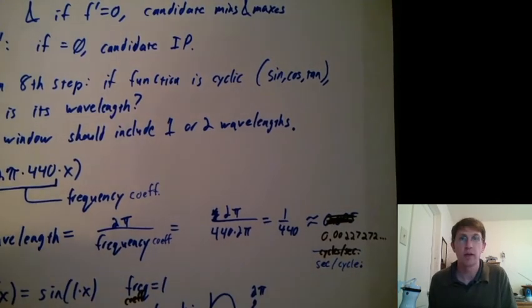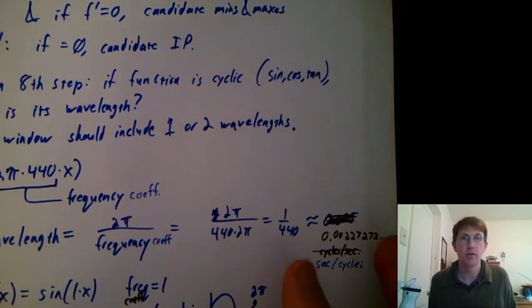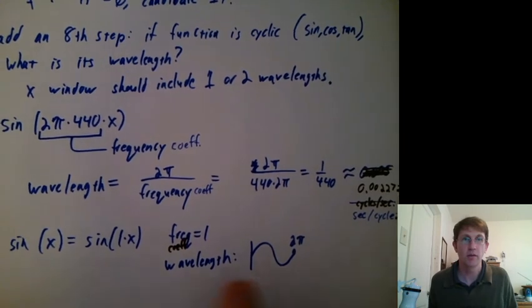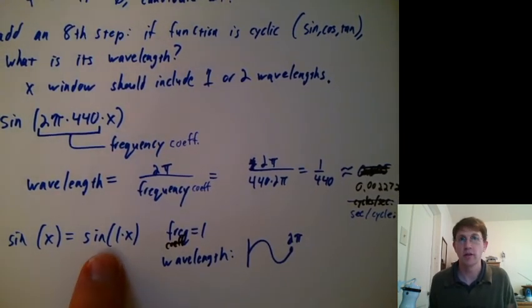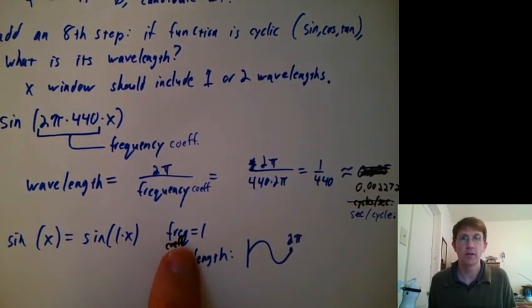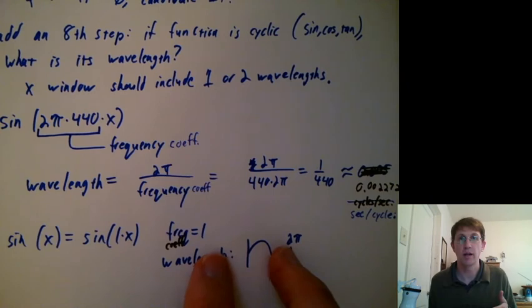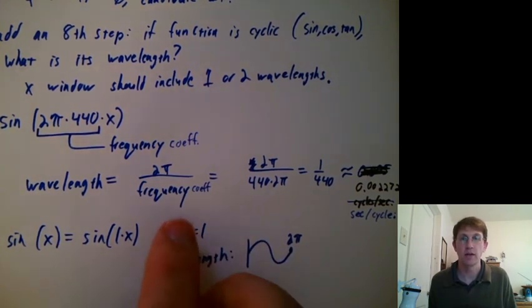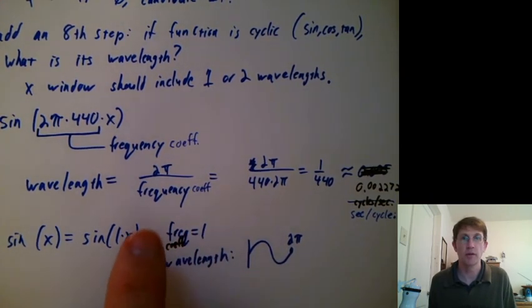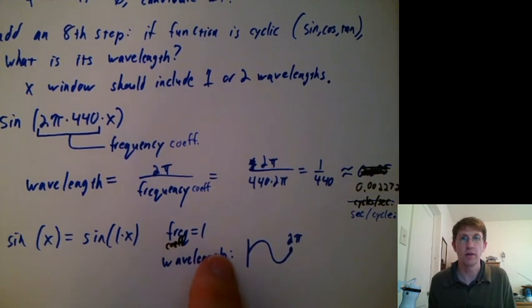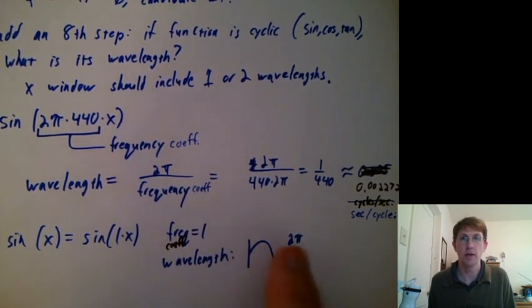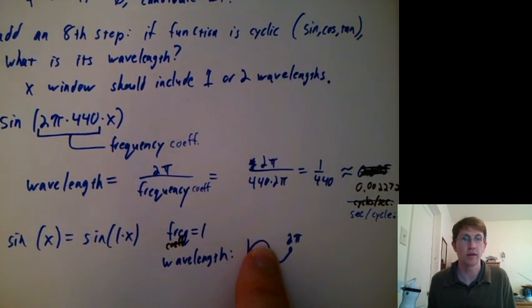If you want to know where this magical formula of 2 pi over the frequency coefficient comes from, we'll just think of a sine wave, or a sine of 1 times x. Its frequency coefficient is 1, and its wavelength is 2 pi. If you put a 2 in there, things will go twice as fast, and you'll get half the wavelength. So you should have an inverse proportion between the frequency coefficient and the wavelength, and the constant of proportionality should be 2 pi, because that's the fundamental wavelength of sine waves.